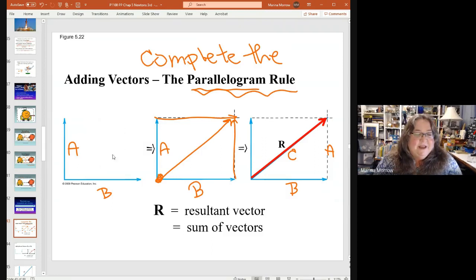perpendicular to each other. However, to use the parallelogram rule, they don't have to be perpendicular to each other. I'll show you that in a little while. You just have to complete a parallelogram. If they're not perpendicular, then you can't use Pythagoras' theorem.